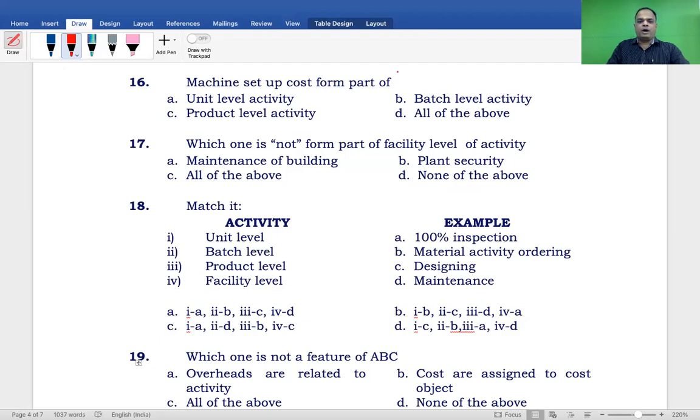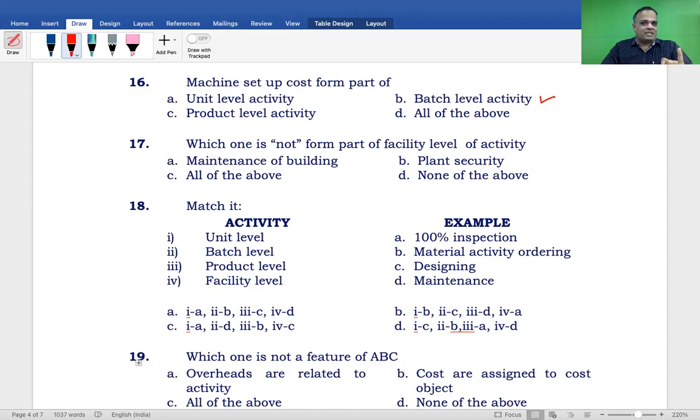Machine setup cost forms part of unit level, batch level, product level, or facility level? It comes under batch level. Machine setup cost: one batch, and after another batch only, we are going to do the setup activity, getting ready for the next production. Clear? That is called machine setup cost. So batch after batch you are going to do it.